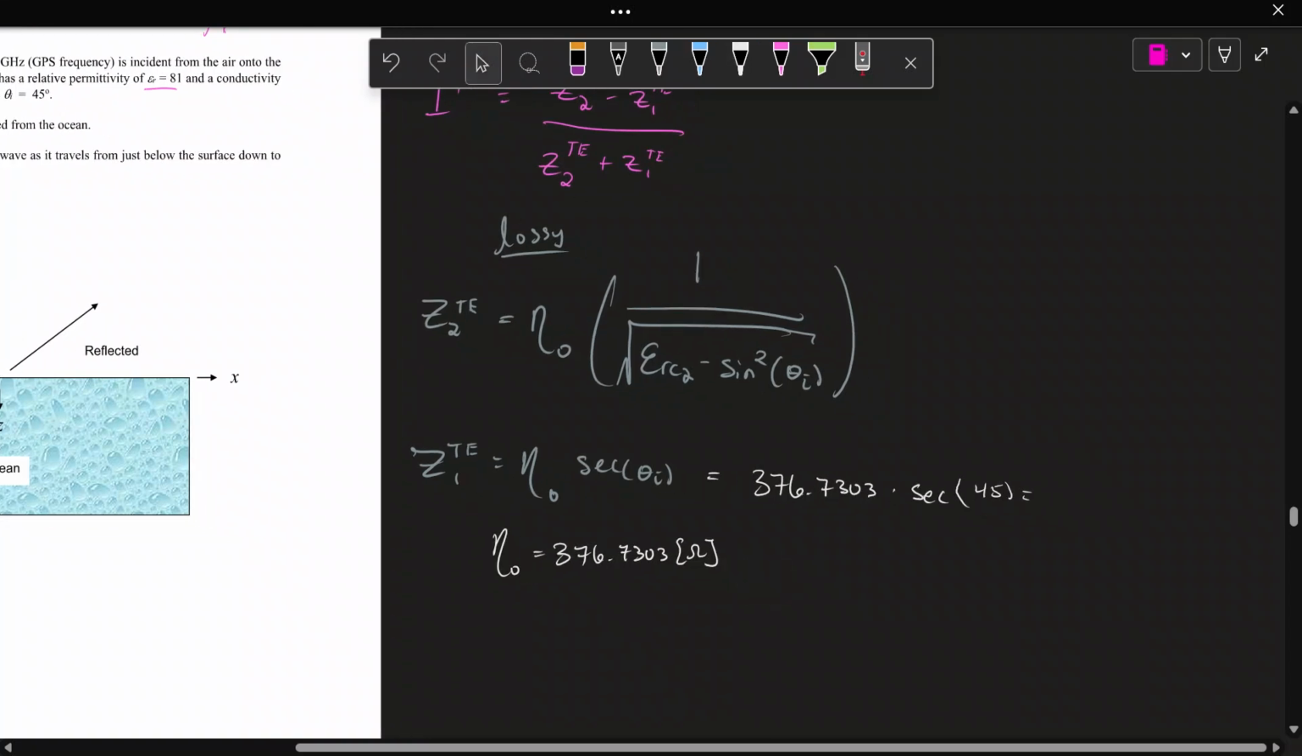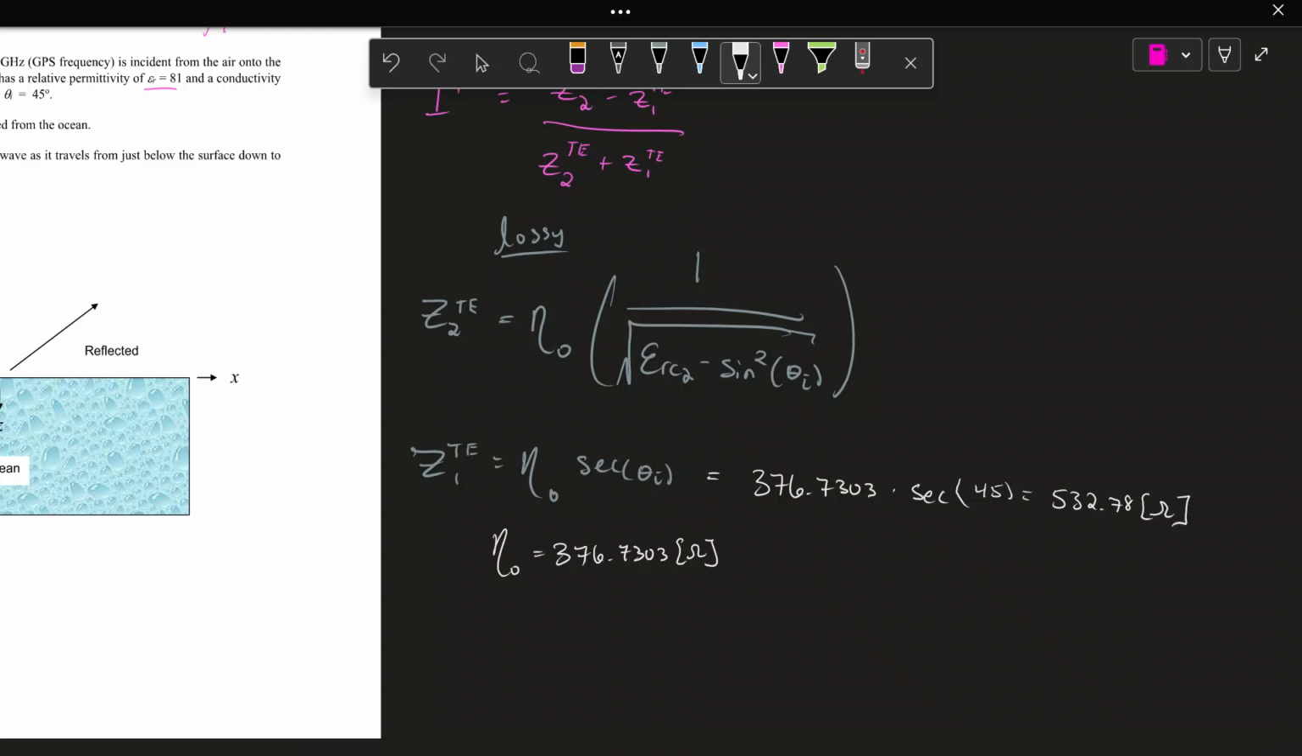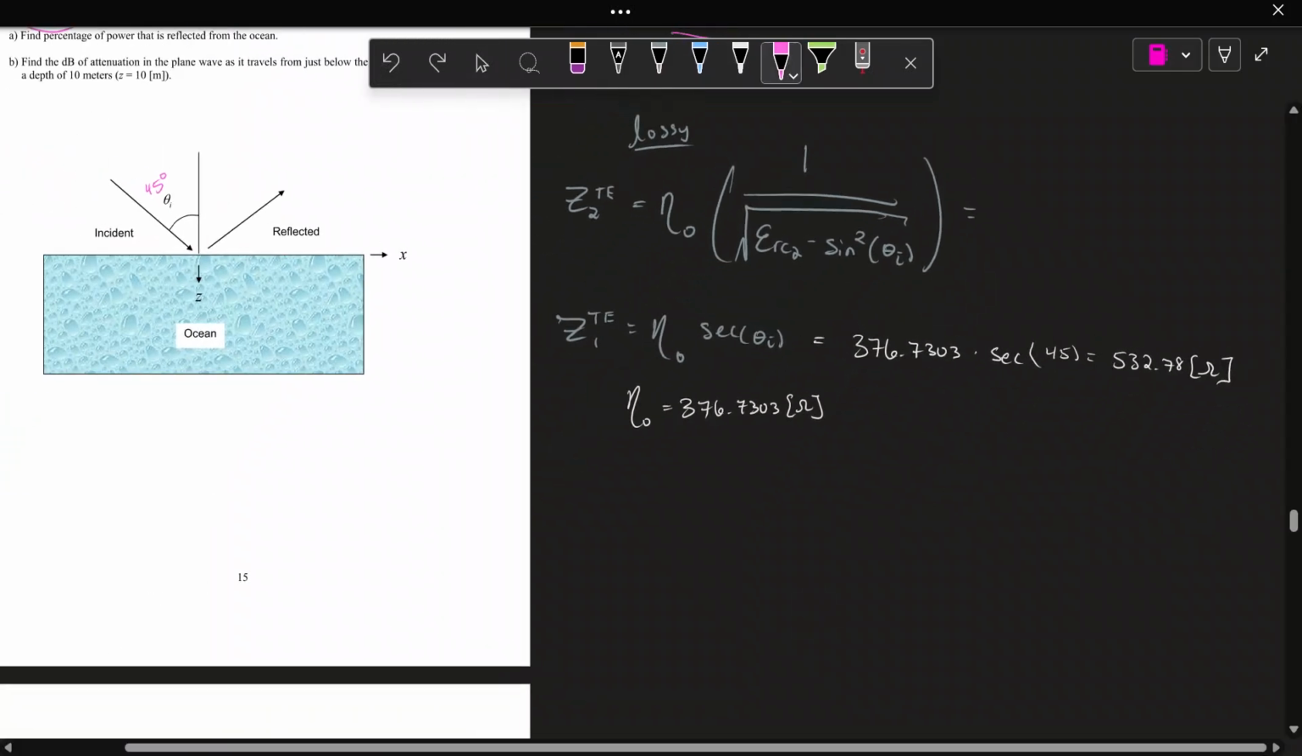All right, and what we get here from this is 532.78 ohms, because we're in impedance. For Z2TE, we have to notice what don't we have? Well, we have eta naught, that's a constant. We have the incident angle. We have sine squared. It's just a function right here, but we don't have epsilon RC. So that's something we need to figure out.